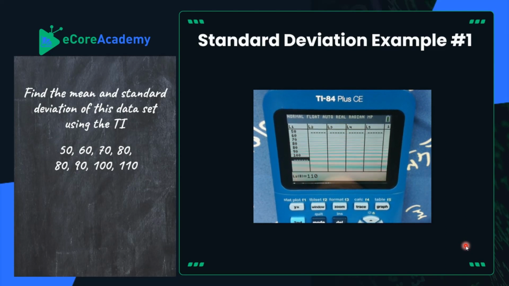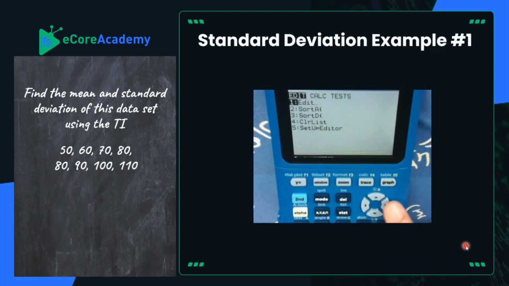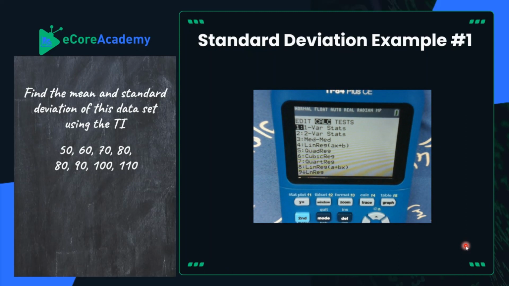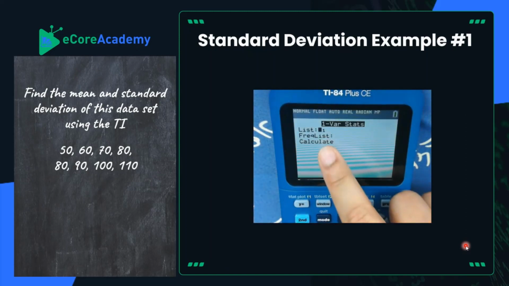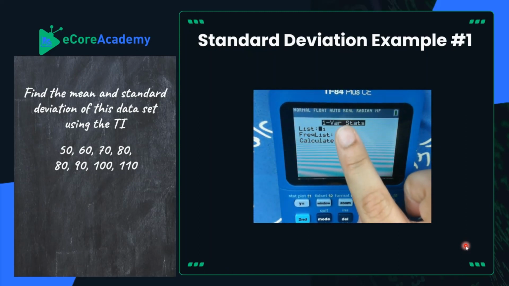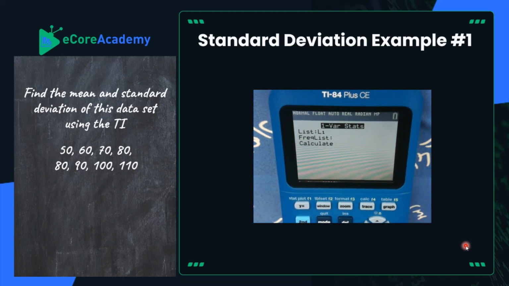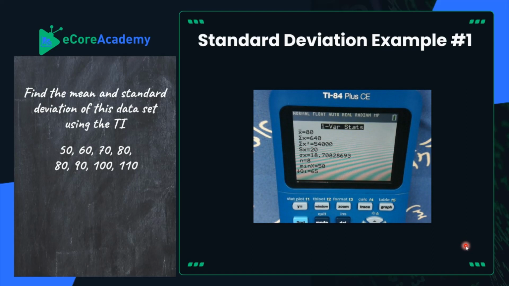Now what we're going to do is hit the stat button again, and hit the right arrow so we can go over to the calc menu. You see right now my cursor is on one variable stats, which is what we want, so we hit enter. We're on list, L1, where we put all the data points in, so we're just going to scroll down to calculate. When our blinker is on calculate, we hit enter, and we're given all these stats.